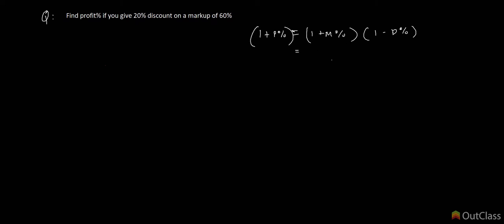1 plus 60% is 1.6. I'm going to write it as 8 by 5. Let's write it as 1.6 into discount percent 20% is 0.2. 1 minus 0.2 is 0.8. When you multiply 1.6 with 0.8, you're going to get 1.28. If 1 plus p percent is 1.28, then your p percent is 0.28, which basically means that your answer is 28% profit.